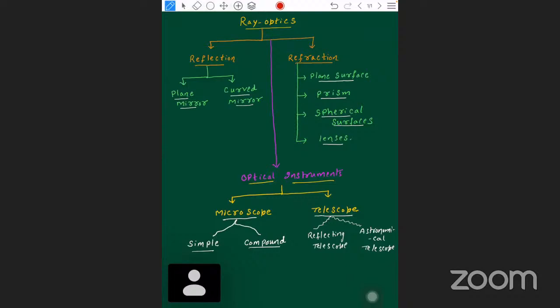Now, in today's session, let me explain how the reflection is taking place in the case of a plane mirror. So today, what is our concept, students? Today we are going to deal with the study of reflection phenomena in the plane mirror.